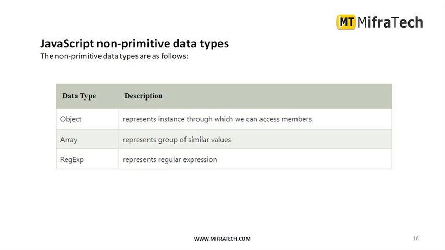Some of the non-primitive data types are object, array and regular expression. Object represents an instance through which we can access members, and array represents a group of similar values. Regular expression represents the regular expression that we have given.